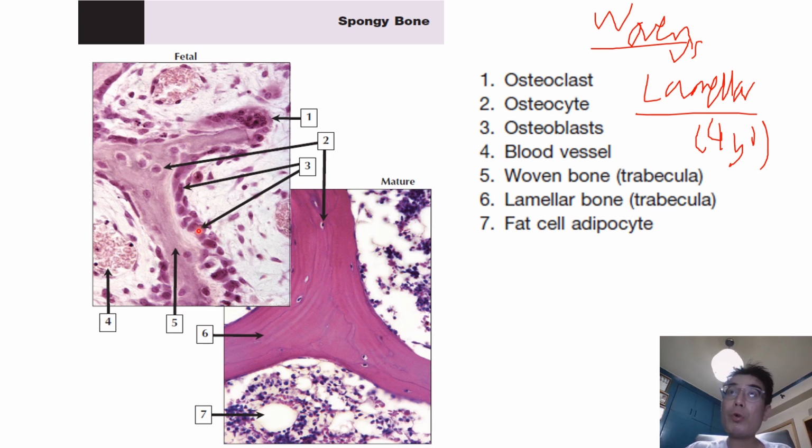To review, we recall that osteoclasts chew up bone, they cause bone resorption or destruction, whereas osteoblasts, we can remember from the letter B, build bone. It builds upon the bony matrix. 4 here is a blood vessel, and 5 is woven bone. 6, on the other hand, is lamellar or mature bone. And 7 here is a fat cell, an adipocyte.